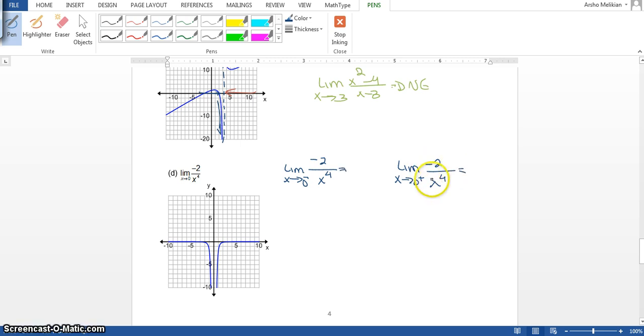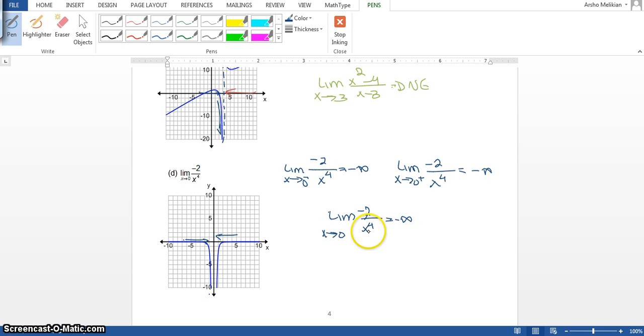All right? So if I approach from the negative side, where is the graph intending to go? Negative infinity. From the positive side, where is the graph intending to go? Negative infinity. So what is the limit here as x approaches 0? Negative infinity.